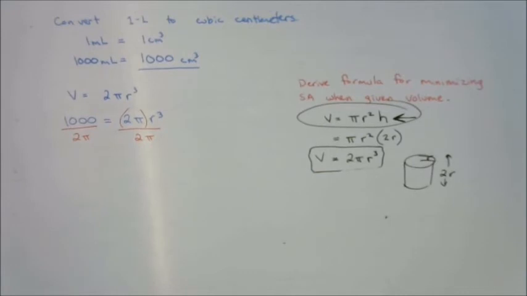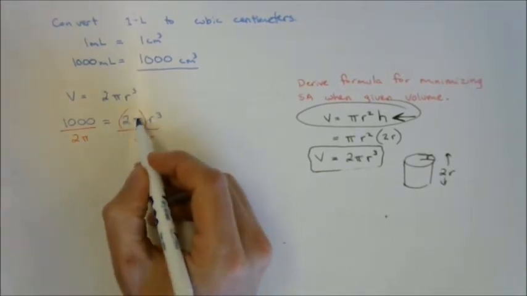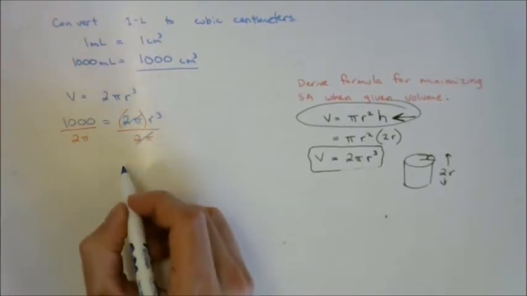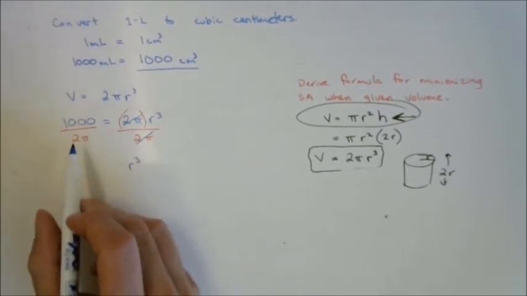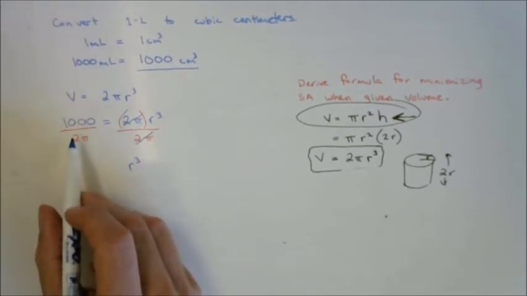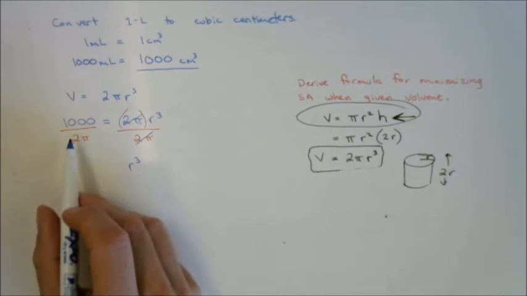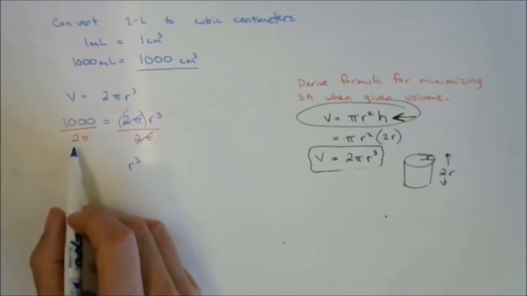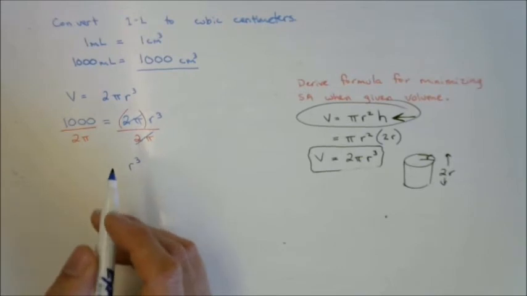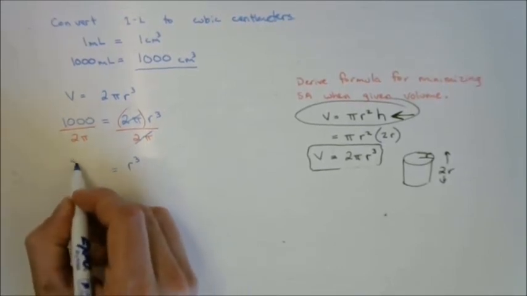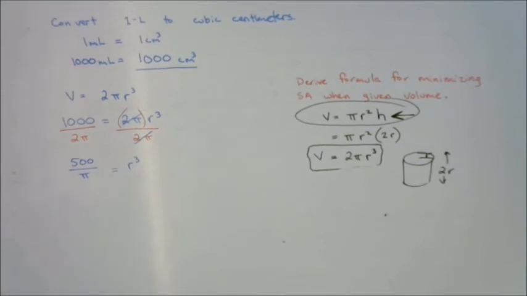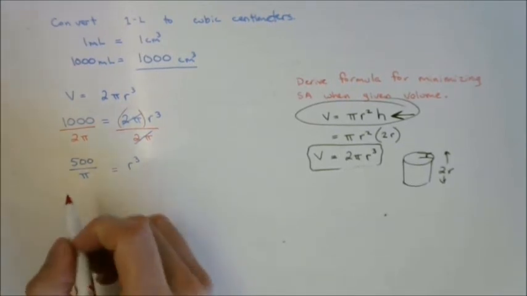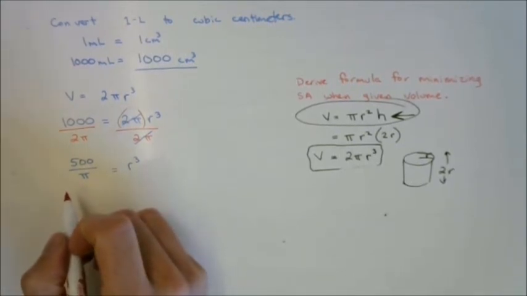On the right side, that's pretty straightforward. The 2 pi in the numerator and the denominator are going to cancel out. It's going to leave us with r cubed. Now on the left side, I'm going to keep it as exact as possible. I'm only going to divide by 2 at this point. So what's 1,000 divided by 2? 500. So we have 500, and it's still over pi. Why would we do that? Just to keep it as exact as possible.